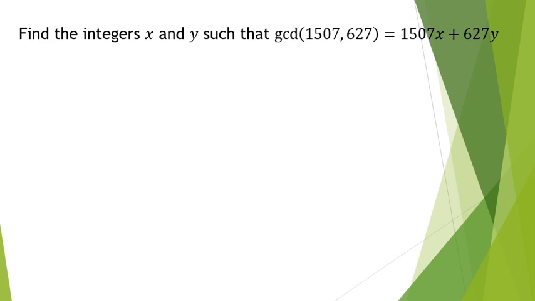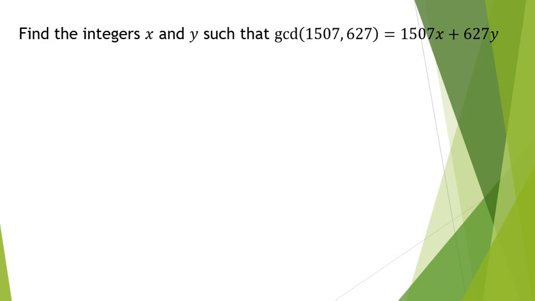Find the integers x and y such that the GCD of 1,507 and 627 is equal to 1,507x plus 627y. So do what we did in the two previous problems to figure out x and y. First, you need to find the GCD using the Euclidean algorithm.